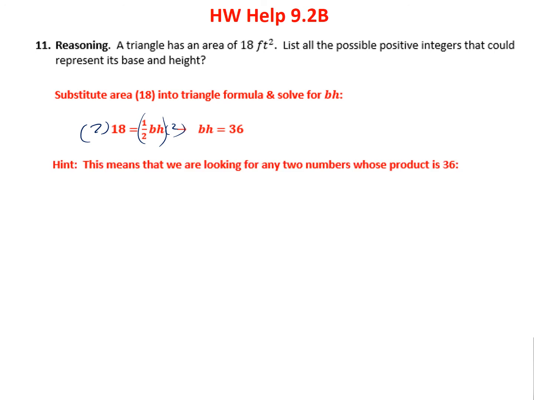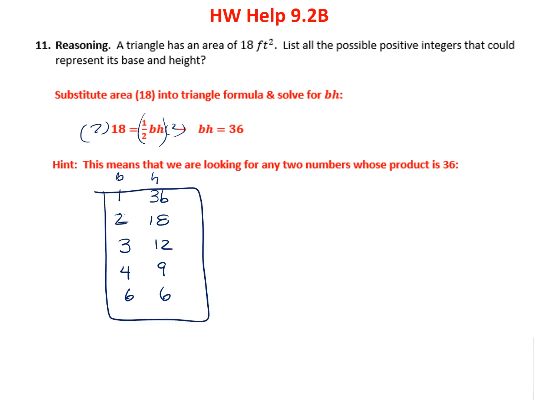So what we're looking for is any two integers whose product is 36. For example, I could have 1 and 36. Let me put up here base and height. I could also have 2 and 18. 2 times 18 is 36. 3 goes into this as well. 3 goes into that 12 times. 4 goes into it 9 times. 4 times 9 is 36. 5 does not go into it, but 6 does. 6 times 6. So you see, those are the possible answers that we have. These are the possible bases and heights for that triangle. The two just have to be multiplied to give you 36.